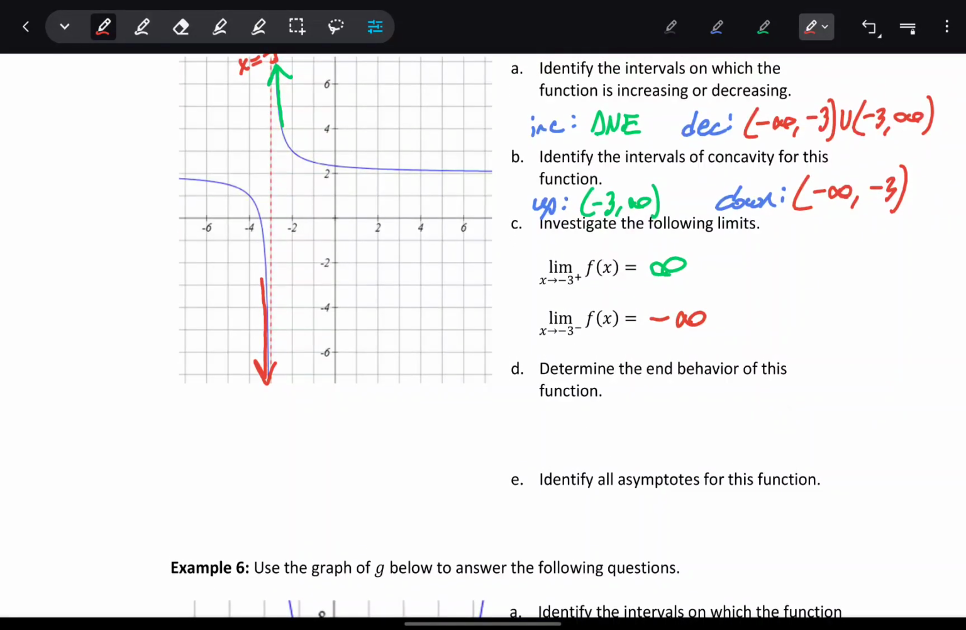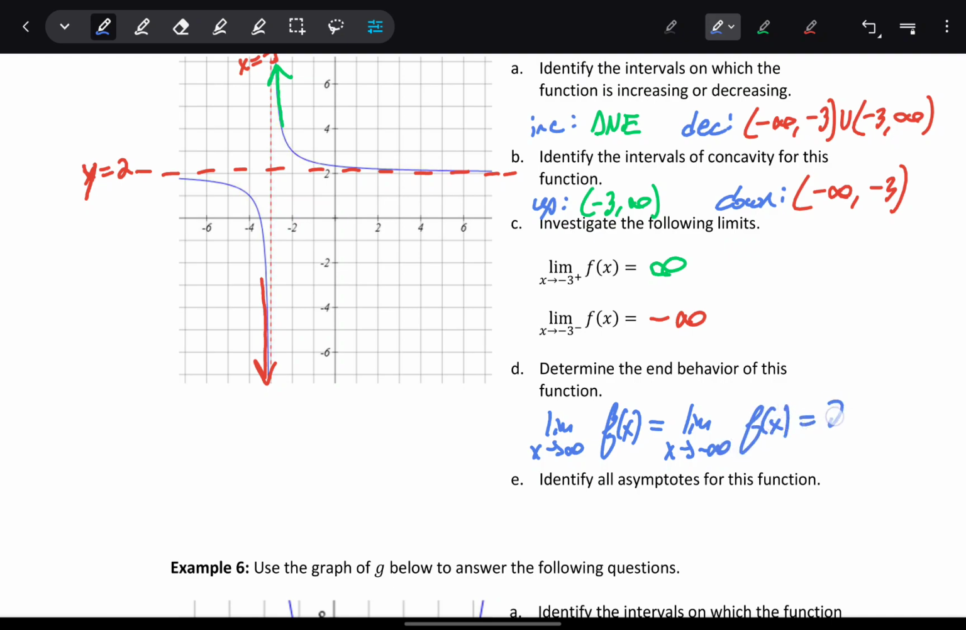We want to determine the end behavior of this function. In this case, as x goes to either positive or negative infinity, we're approaching this horizontal asymptote at y equals 2, not x equals 2. So we could say that the limit as x approaches infinity of f of x is equal to the limit as x approaches negative infinity of f of x, which are both equal to 2.